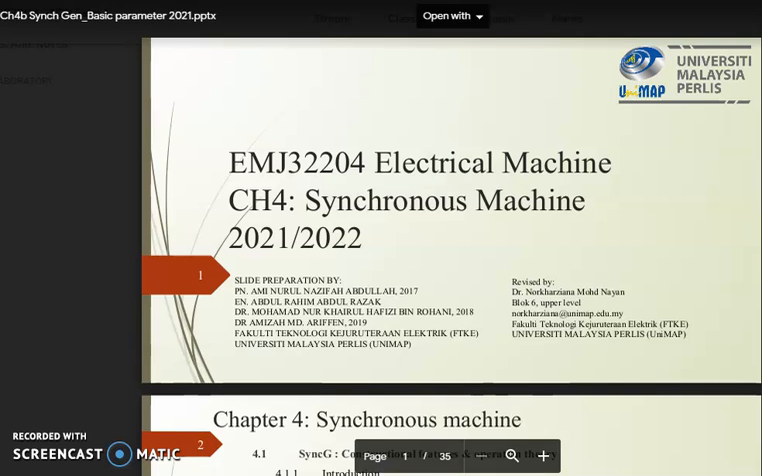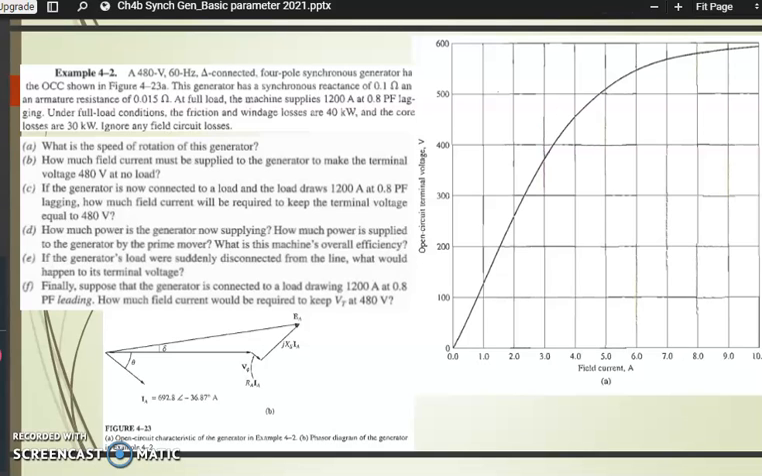Bismillahirrahmanirrahim. Okay, let's continue with the slide chapter B, synchronous generator, basic parameters which operate in standalone mode. For this chapter B, we shall discuss the next example, example 2 here.